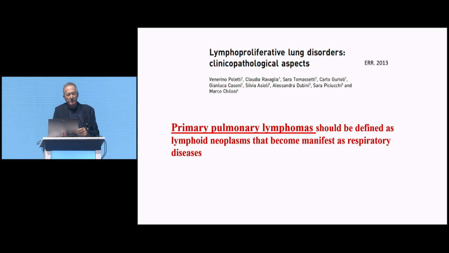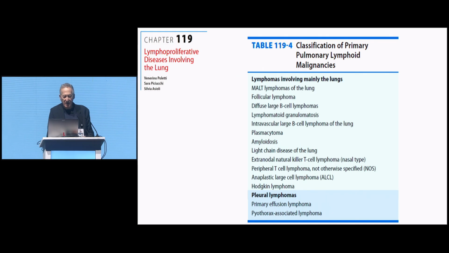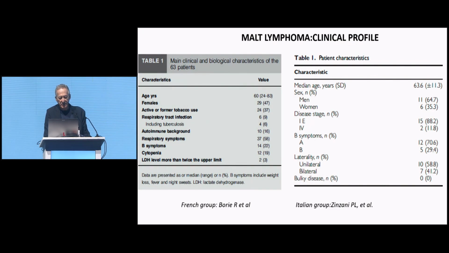Move to the primary pulmonary lymphomas. The definition changed recently. Should be defined as primary pulmonary lymphoma and lymphoid neoplasm that become manifest first as respiratory diseases. Here's the list from low progressive disorders, low-grade malignancy disorder to very aggressive forms.